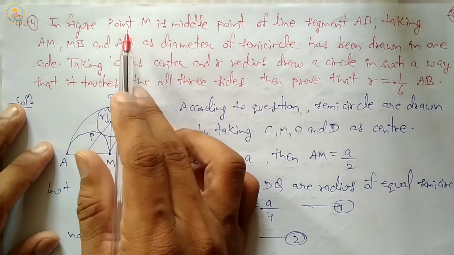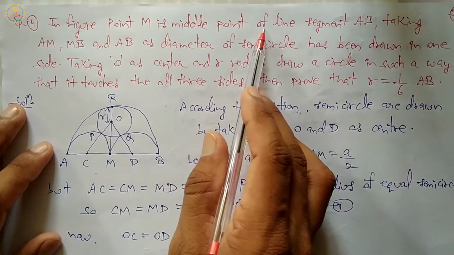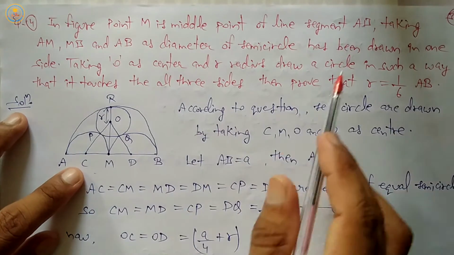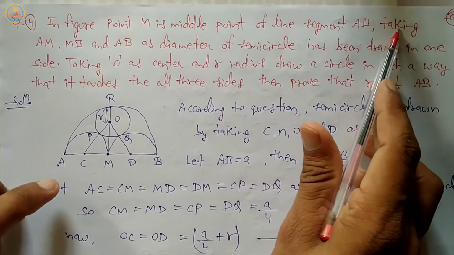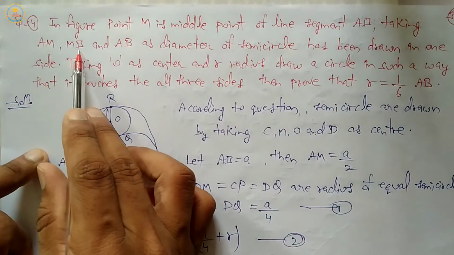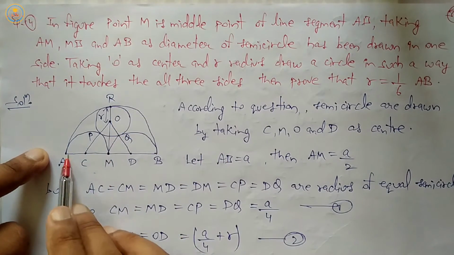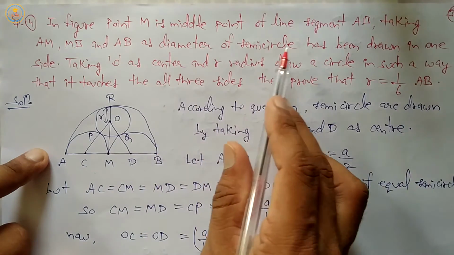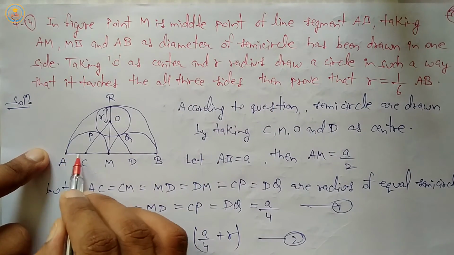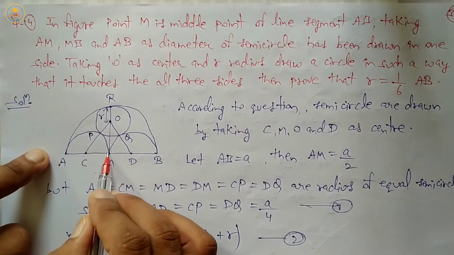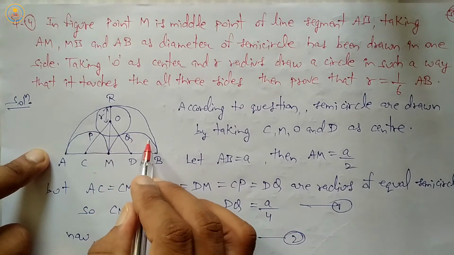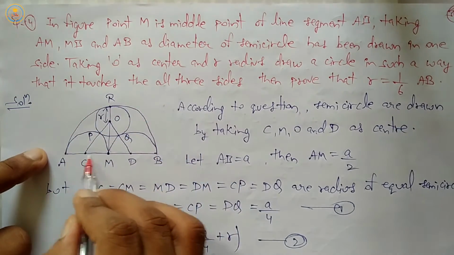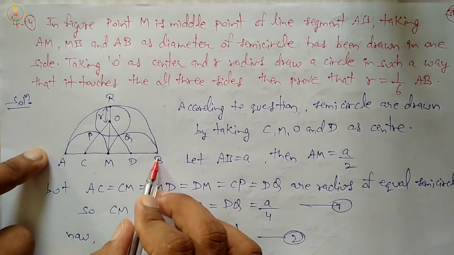In the figure, point M is the middle point of line segment AB. Taking AM, MB and AB as diameters of semicircles: the first semicircle has diameter AM, the second semicircle has diameter MB, and the third complete semicircle has diameter AB.